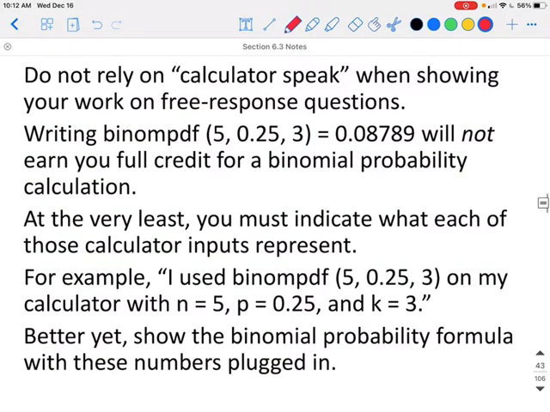So when you go to take your AP exam, do not rely on calculator speak when showing your work for a free response question. If you write binomPdf(5, 0.25, 3) = 0.08, that will not earn you full credit for a binomial probability calculation. At the very least, you must indicate what each of those values represents: n equals 5, p equals 0.25, and k equals 3. Better yet, show the binomial probability formula that we actually used before that, where you plug in the numbers yourself.